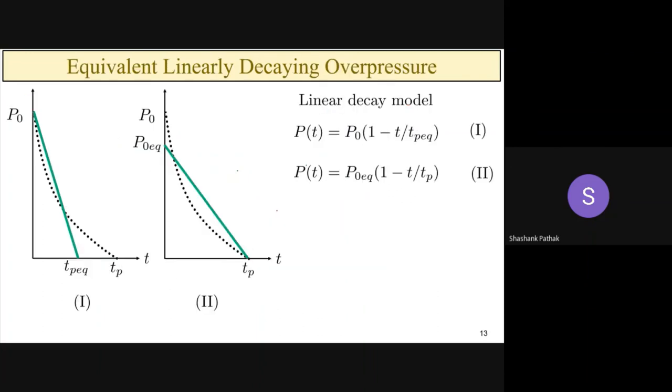Now I am coming to the equivalent linearly decaying overpressure. Am I still online or yes?